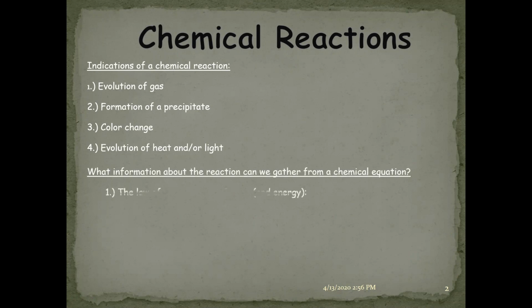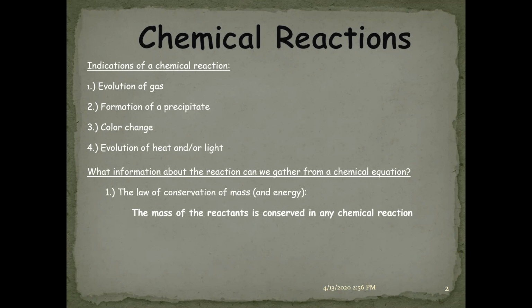So what information can we gain by looking at a chemical equation on a piece of paper? Well, number one, you should definitely see the law of conservation of mass and energy, which means basically the total number of atoms on one side, your reactants, are going to be the same amount on the other side. So the mass of the reactants is conserved in that reaction. The other thing is the type of chemical reaction that is occurring. And there are 5 different types that we're going to take a look at today.